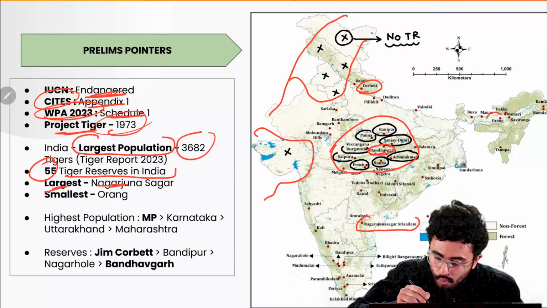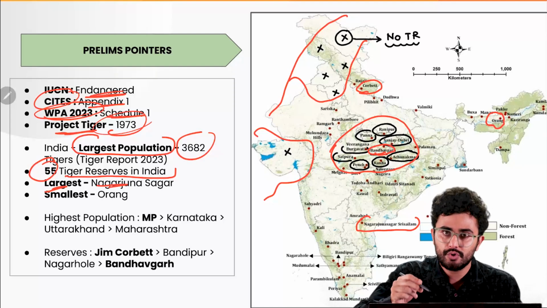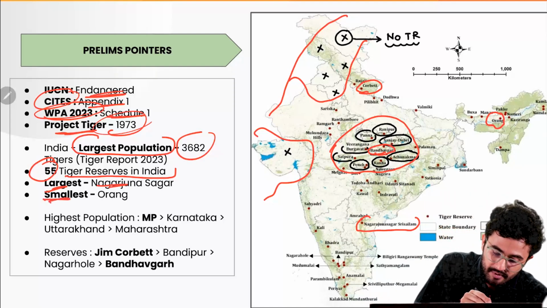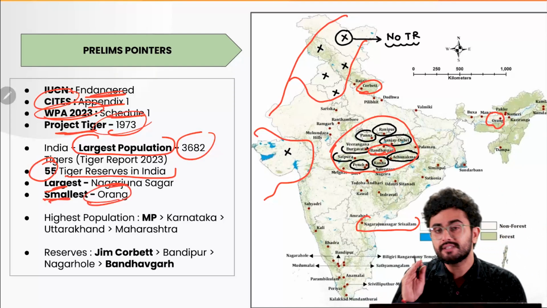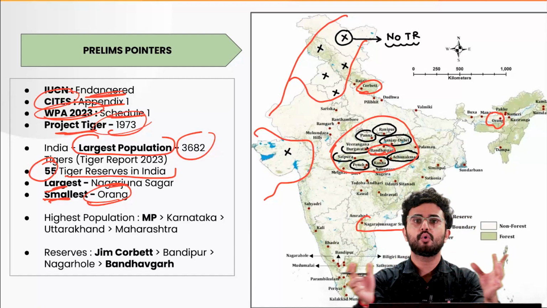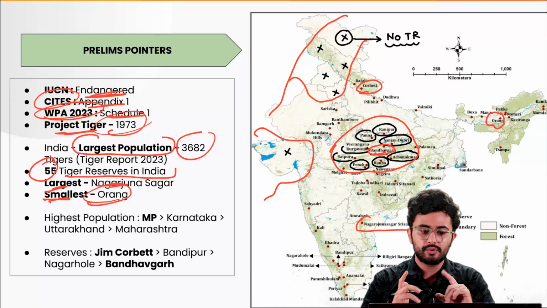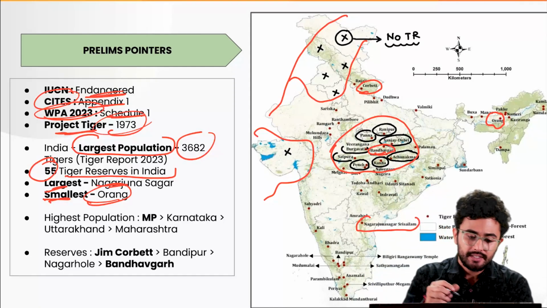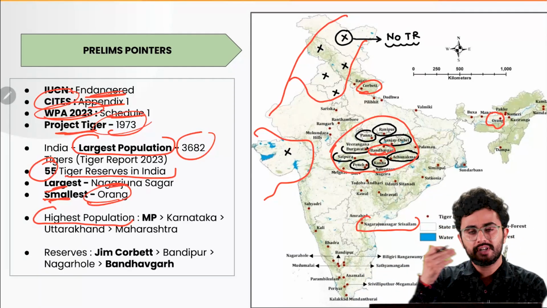Then there exists the Orang Tiger Reserve here in Assam, which you can see on the map. This is also famous because it is the smallest tiger reserve in the country. When we say tiger reserve, we basically mean the core area, right? Not including the buffer area. Then, which state has the highest population as per the tiger census?